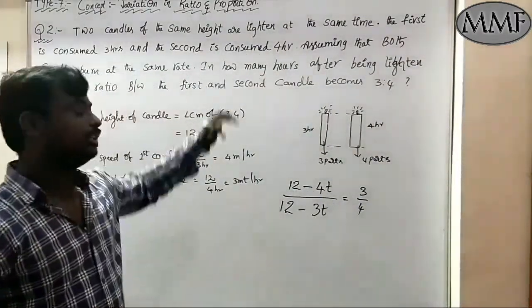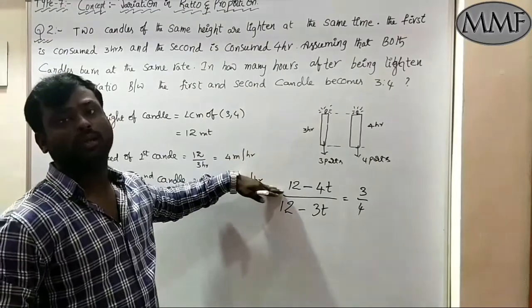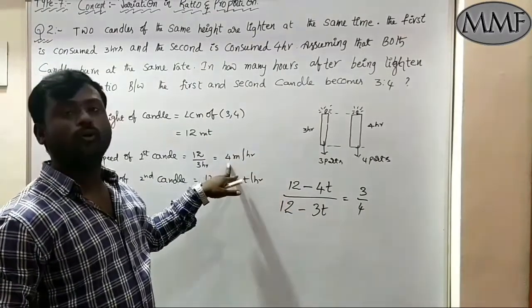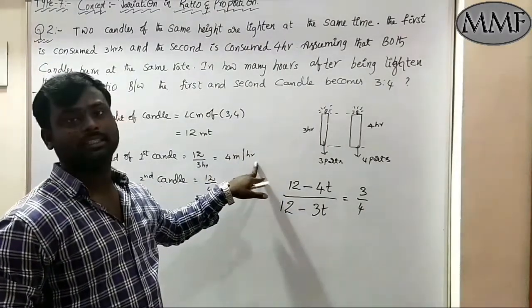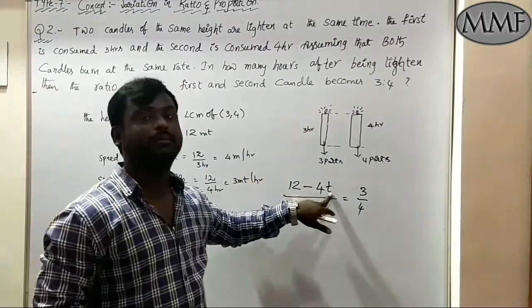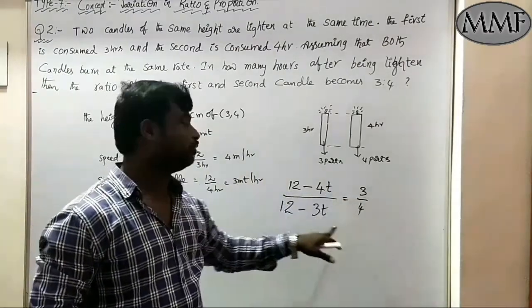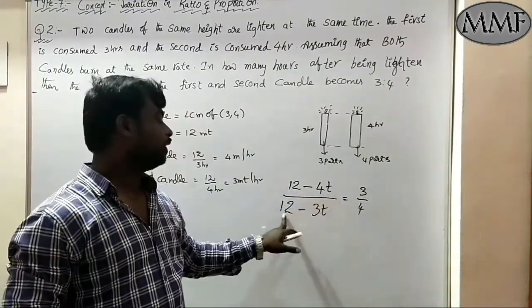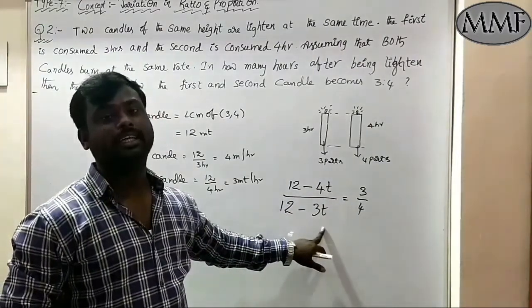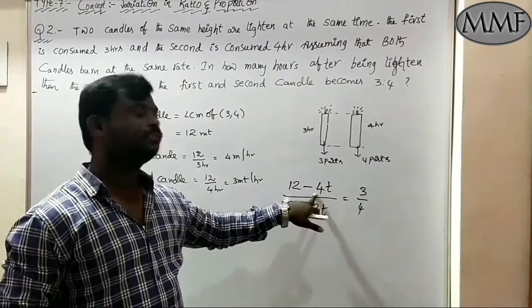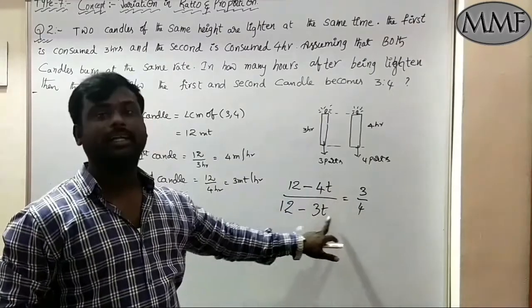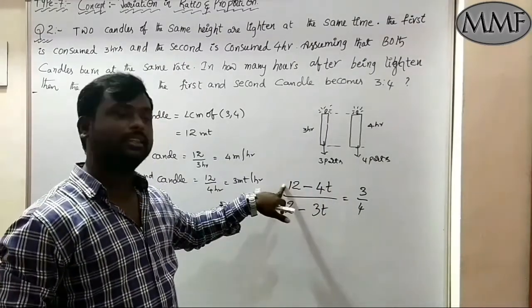Once again I will explain. Listen carefully. The total height is 12, and 4 meters per hour is consumed. I need to find the time when the ratio will become 3:4. It is 12 minus 4T and 12 minus 3T. Why? Distance D is equal to speed into time. Speed is 4, time is T. Speed is 3, time is T. Clear? The total length is 12.